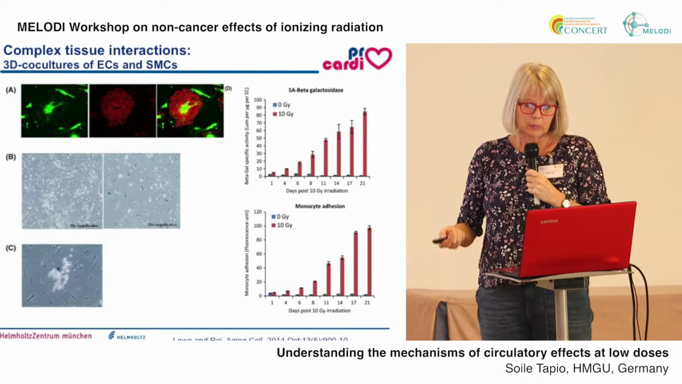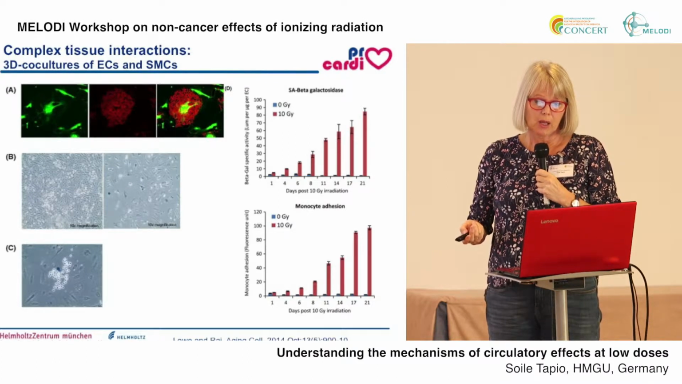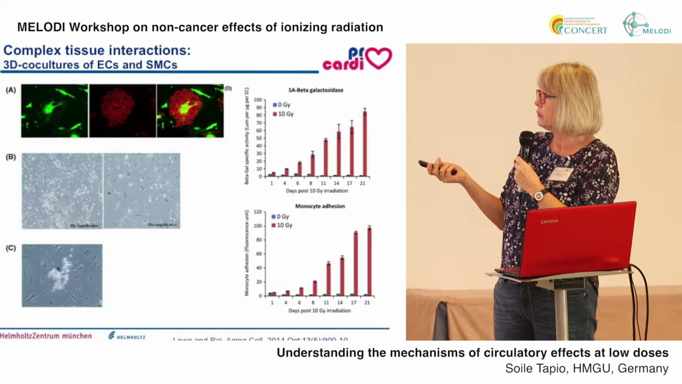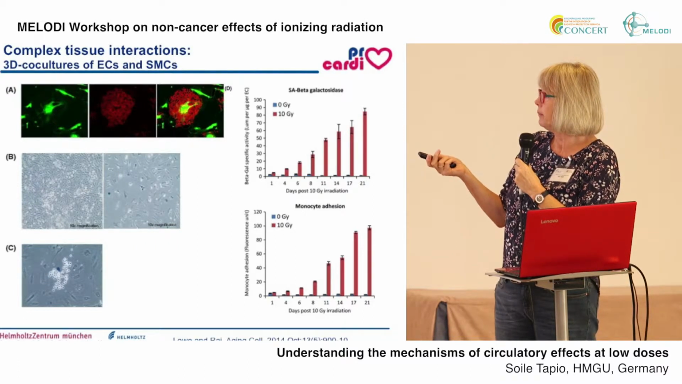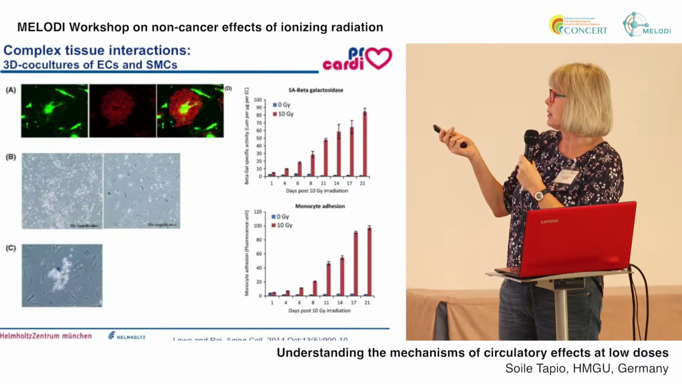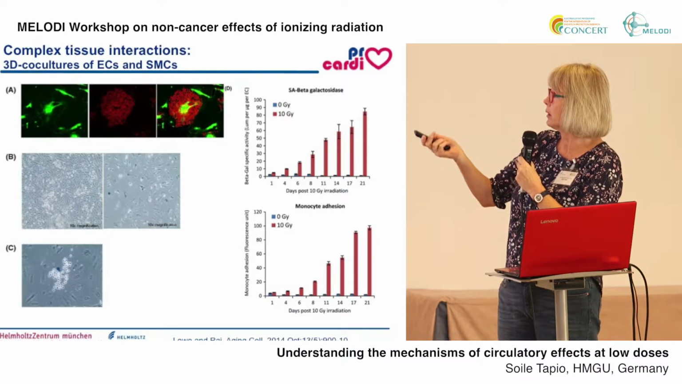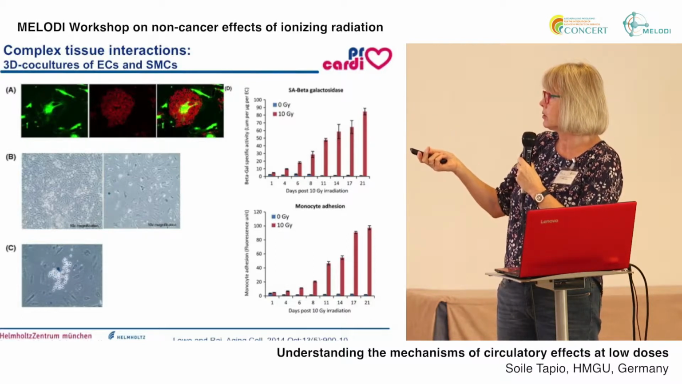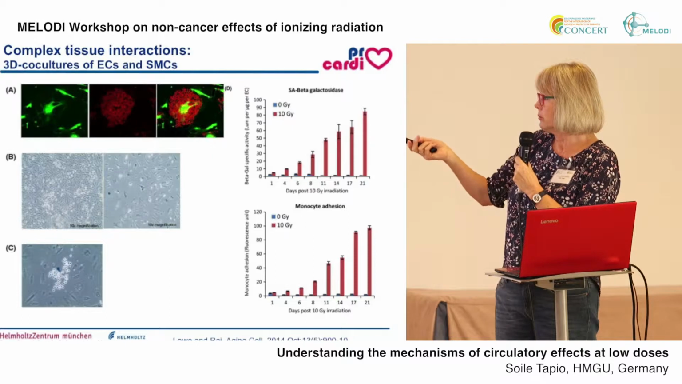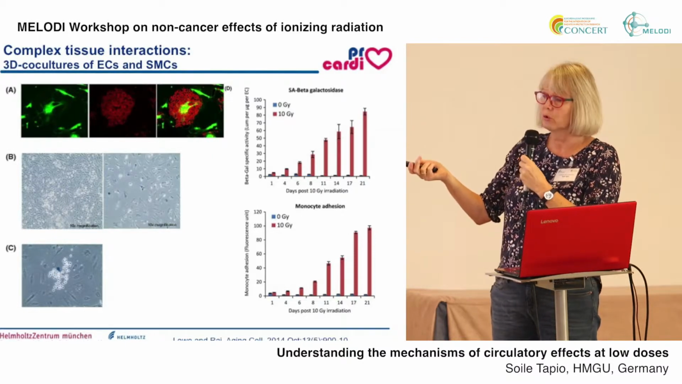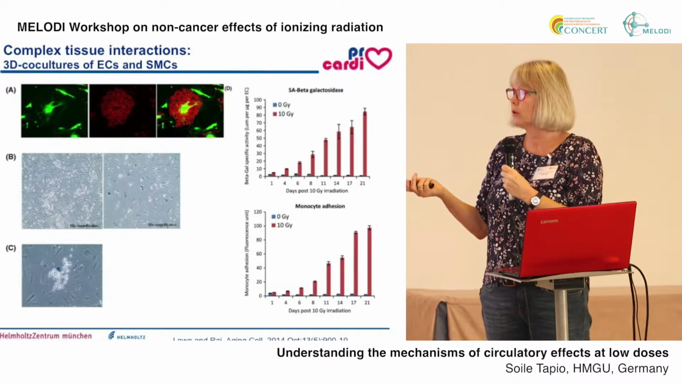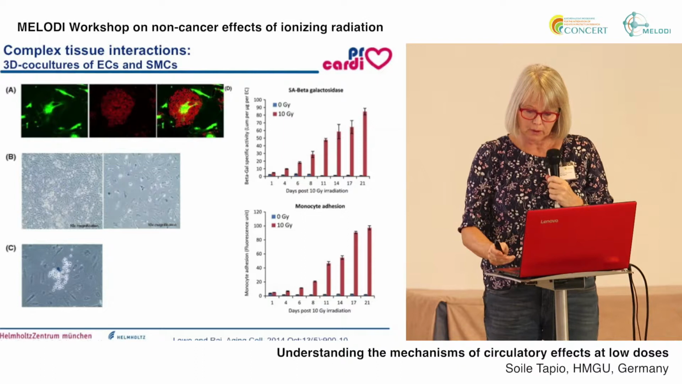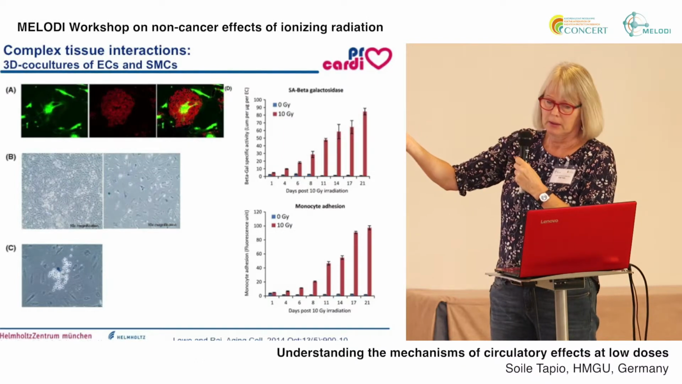What he finally published was the 10 gray dose, where he could show that after 10 gray, these cells become senescent if you wait long enough. And this is the beta-galactosidase. It goes up quite nicely with time. The last time point is 3 weeks. Similarly, the monocyte adhesion goes up with time. At 3 weeks it is highest, and he could also show that the monocytes adhere exactly to those cells that are senescent, and make clusters like this.